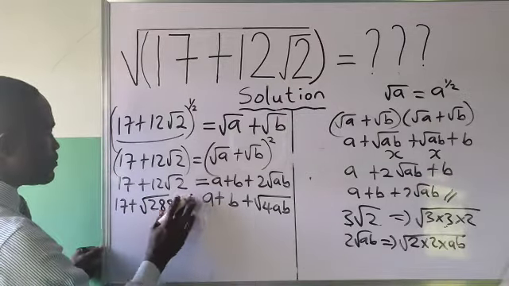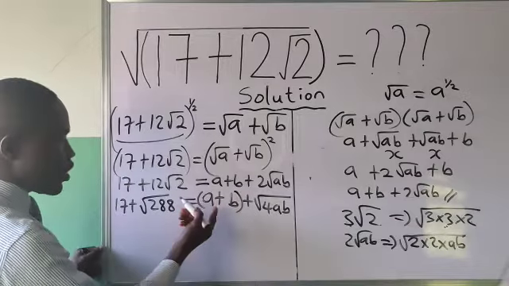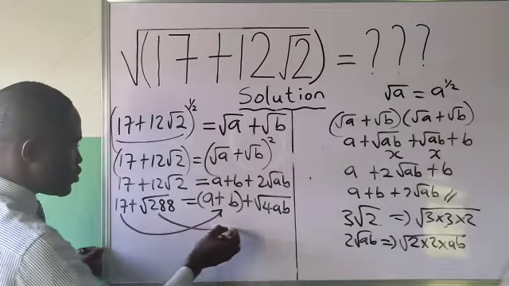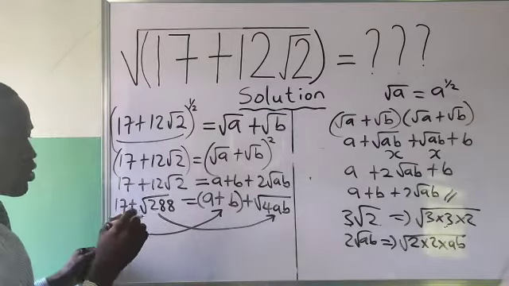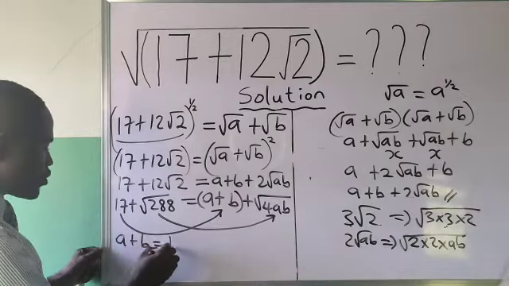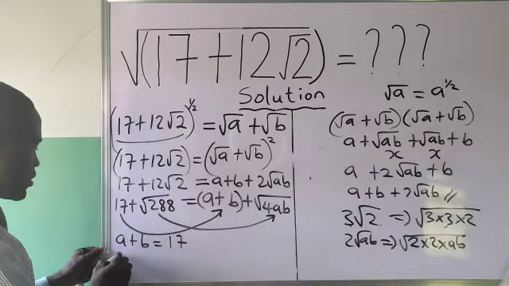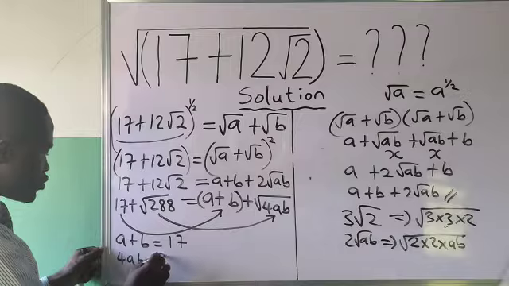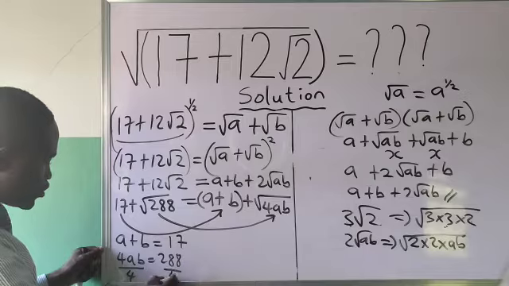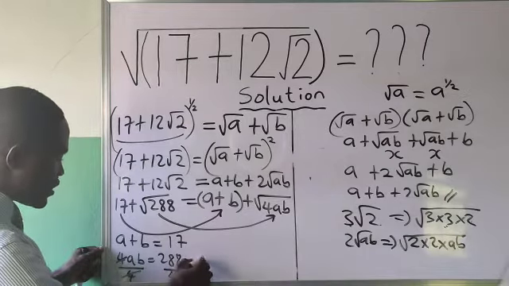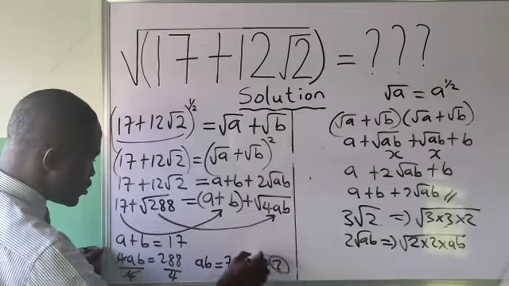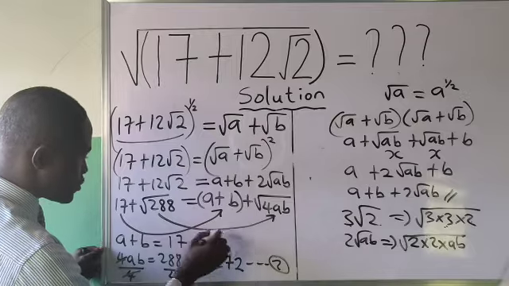Okay? So, at this point, this one is not inside the square root and this one is not inside the square root. You compare, and these two, you compare. So what you now do is say A plus B is equal to 17. Then you also say 4AB is equal to 288. You can see that 4 can divide 288. You reduce to lowest terms. That will give you AB equals what? 72. This is equation 2, then this is equation 1.